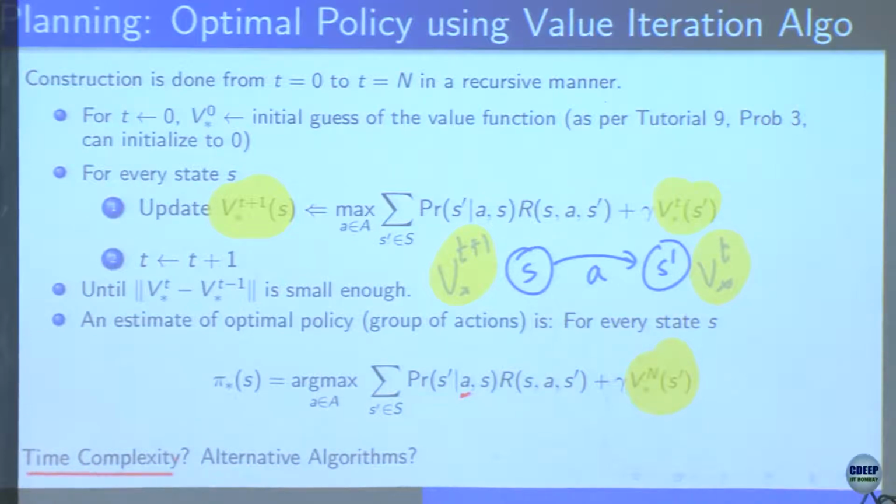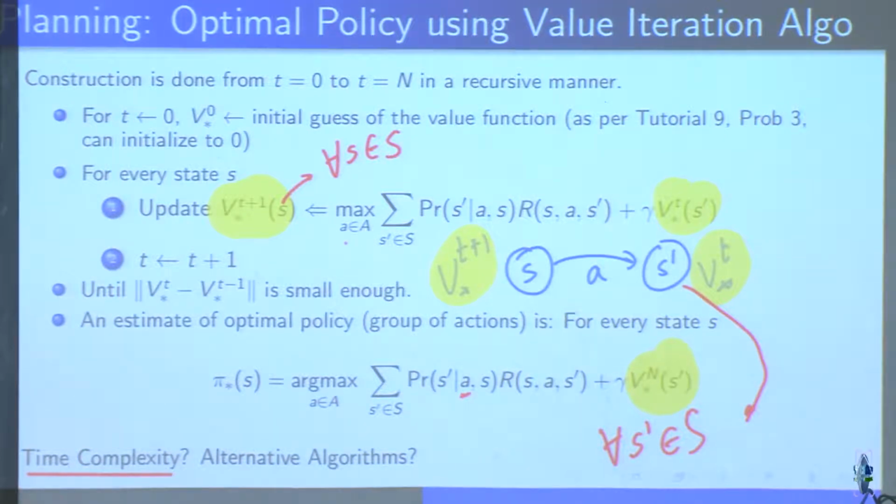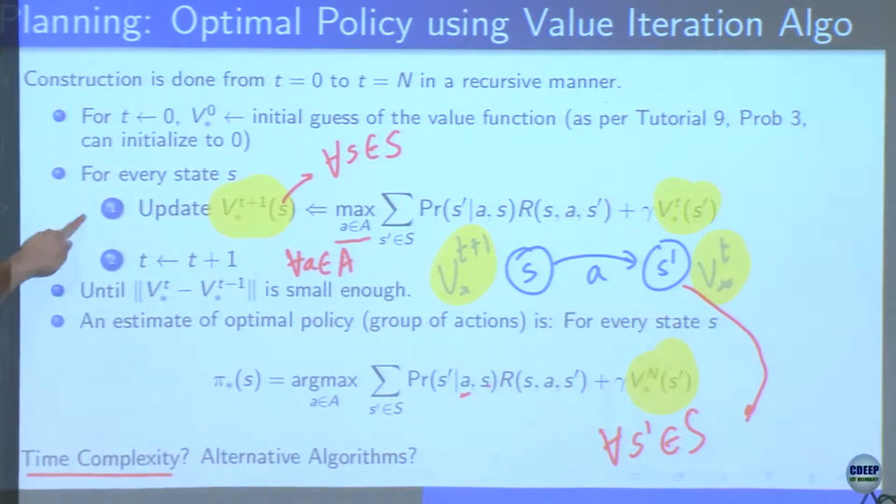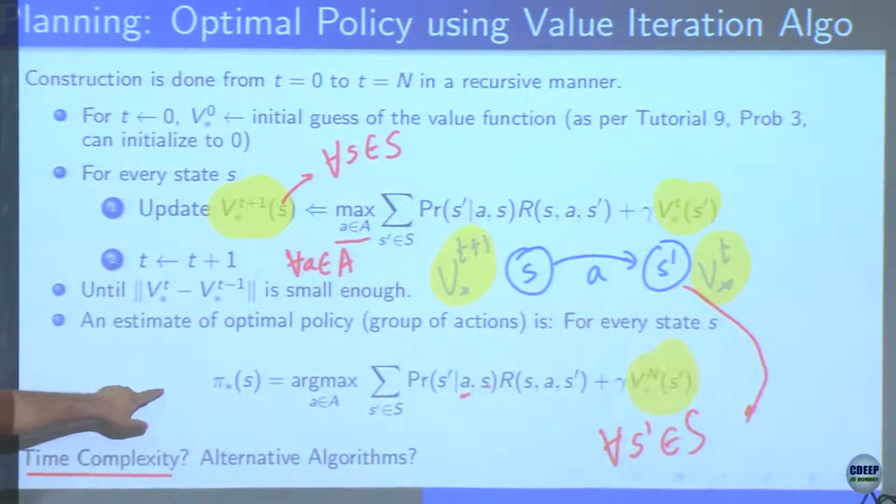So as far as time complexity is concerned, note that this is for all S prime in S. And again here also, you need to compute the V star for all S in the set of states S. And what else? You need to consider all the actions here, for all A in capital A. Which one? This one? This state? This one?